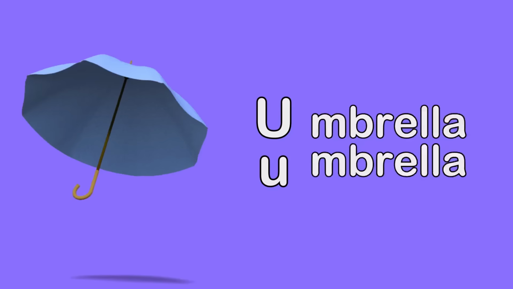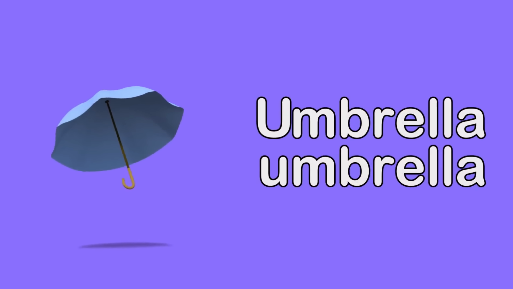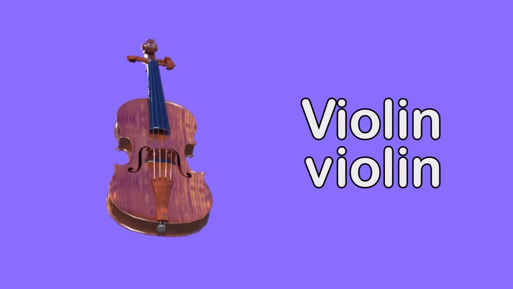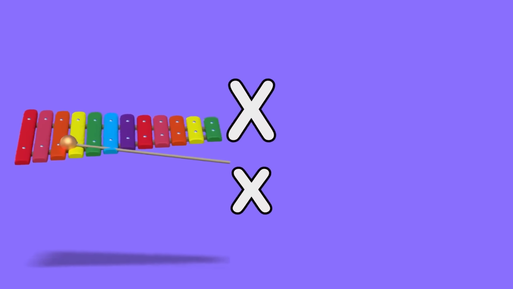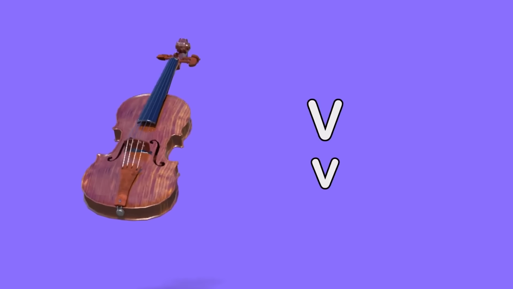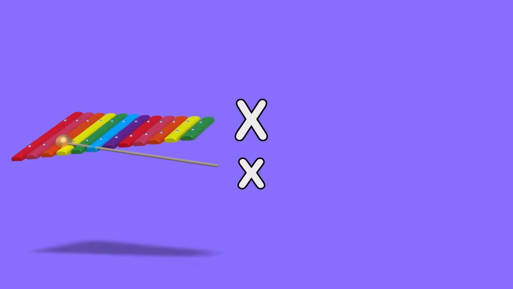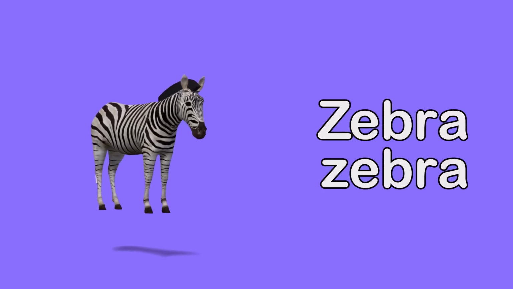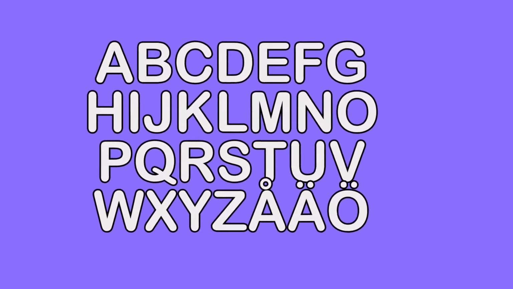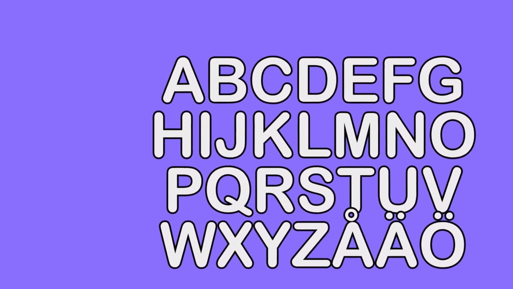U is for umbrella, umbrella. V is for violin, violin. X is for xylophone, xylophone. Y is for yogurt, yogurt. U is for umbrella, V is for violin. X is for xylophone, Y is for yogurt. Z is for zebra, zebra. And that's all the letters that you need to know.